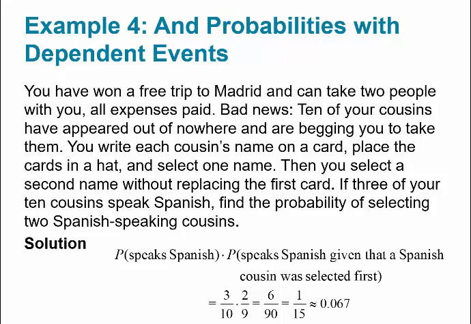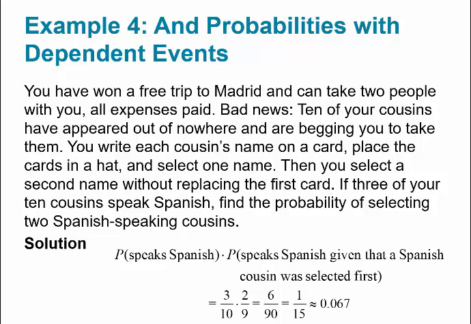So to do this is a little tricky. Suppose you have won a free trip to Madrid and can take 2 people with you, all expenses paid. Bad news is this: 10 of your cousins have appeared out of nowhere and are begging you to take them. You write each cousin's name on a card, place the cards in a hat, and select one name. Then you select a second name without replacing the first. If 3 of your 10 cousins speak Spanish, find the probability of selecting 2 Spanish-speaking cousins.